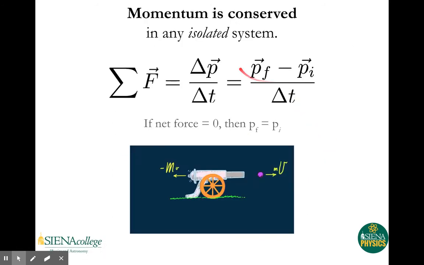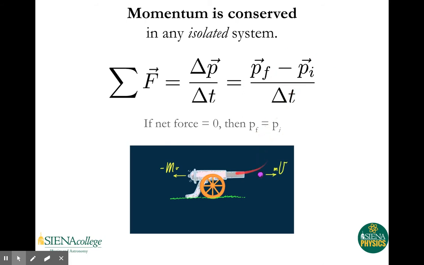Okay, if the system is isolated, momentum is conserved. So we can see this mathematically from our equation, right? That says net force produces a change in momentum. Again, change in momentum is our final momentum minus the initial momentum. If this net force is zero, right, then this difference is also zero, which tells us our final and initial momentum are the same.